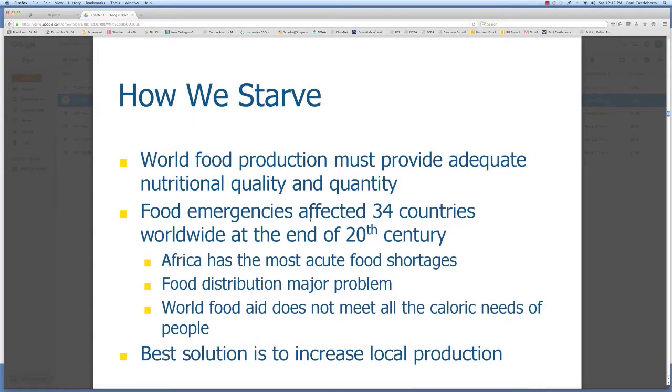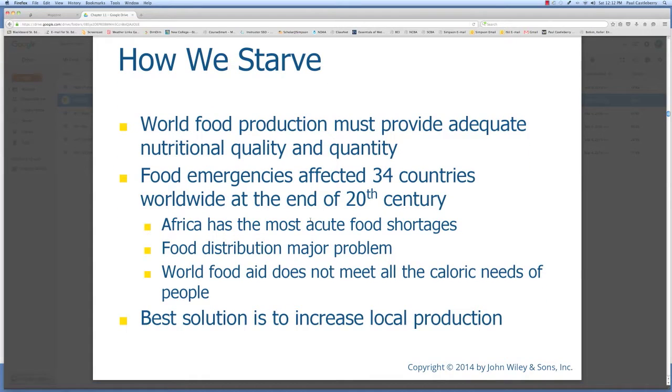So, world food production itself not only provides the quantity of food, but also the nutritional quality. That's the key. Or the food that's being sent over there is of high nutritional quality. And you see right here, it talks about food emergencies affected 34 countries worldwide by the end of the 20th century. I'm a little surprised it's not more than that. Again, we've talked about Africa being the largest of these particular areas.